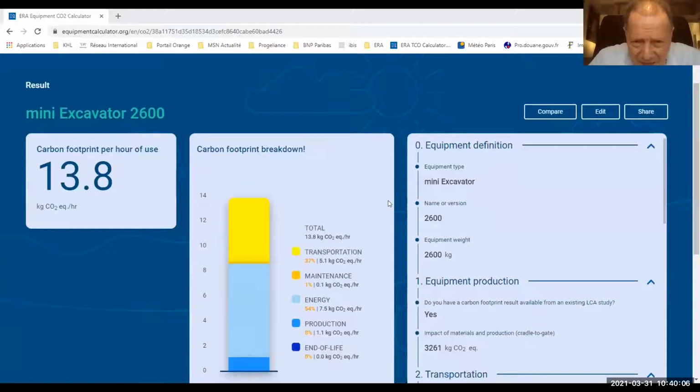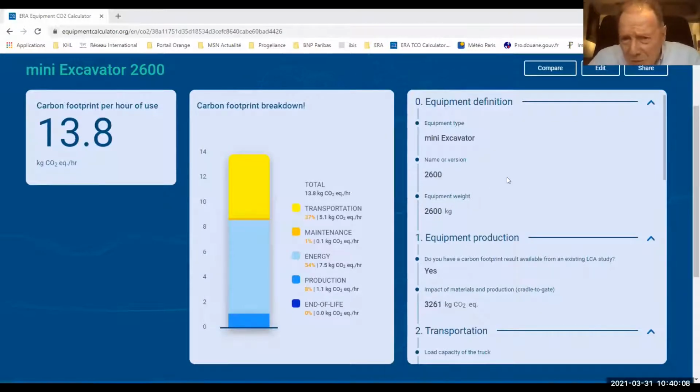I prepared a basic scenario, filling out the 6 steps of inputs, as you could see: the equipment definition, transport, production. In this case, we have the exact LCA from the manufacturer, so we put it in as equivalent CO2. We have the transportation, and we'll go back to that. We have the energy, the maintenance, and so on, and end of life. So this is a case where this mini excavator would produce about 13.8 kilos equivalent CO2 per hour of use.